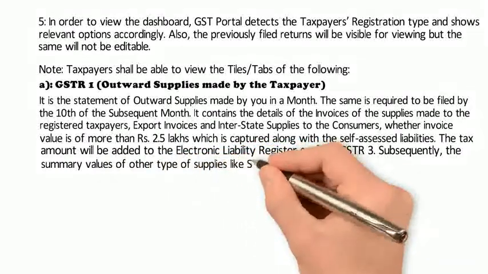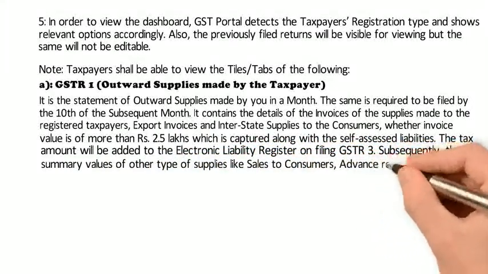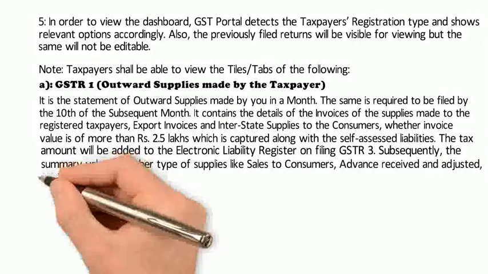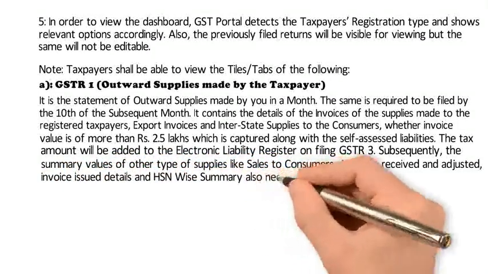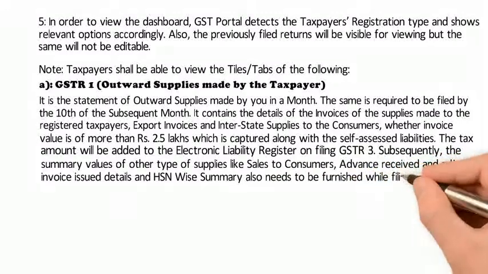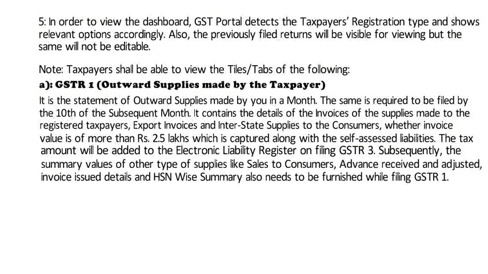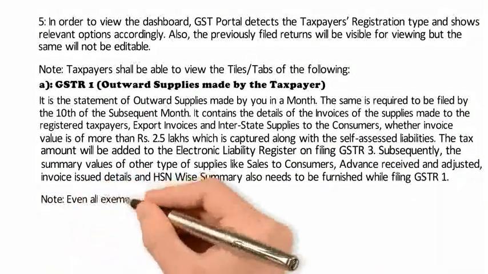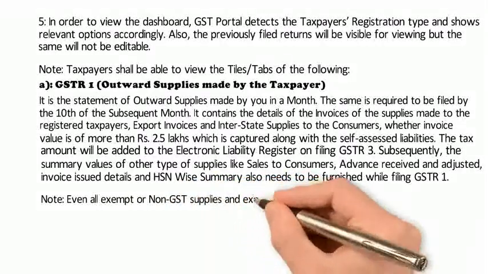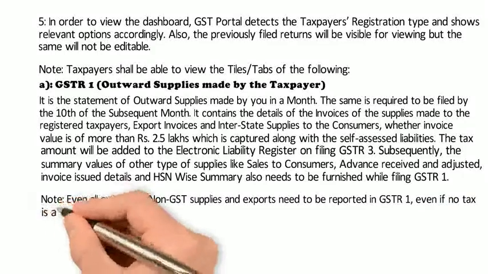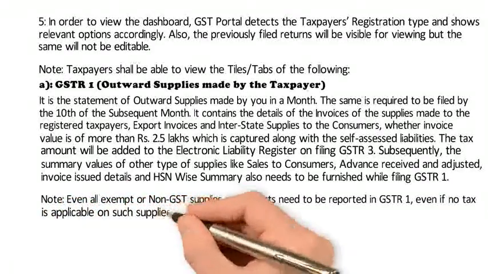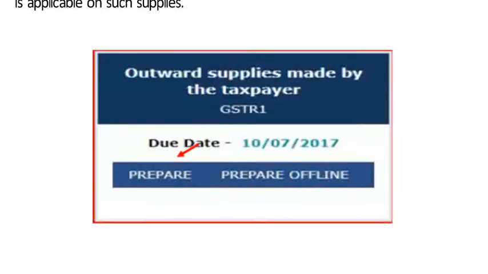Subsequently, the summary values of other types of supplies like sales to consumers, advance received and adjusted, invoice issue details and HSN summary also need to be furnished while filing GSTR1. Note: even all exempt or non-GST supplies and exports need to be reported in GSTR1, even if no tax is applicable on such supplies.